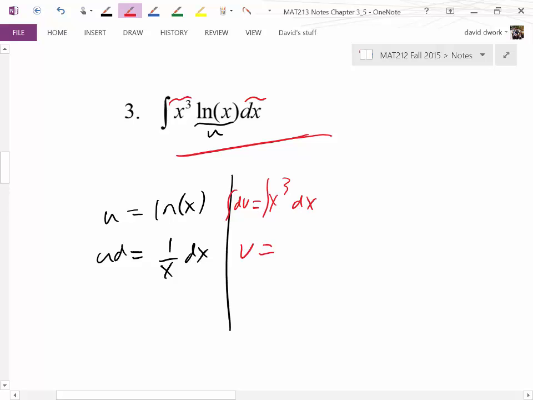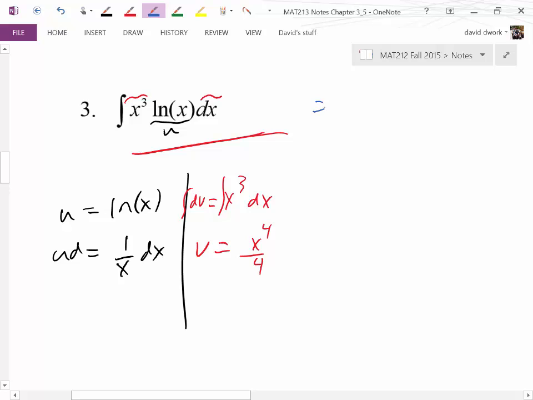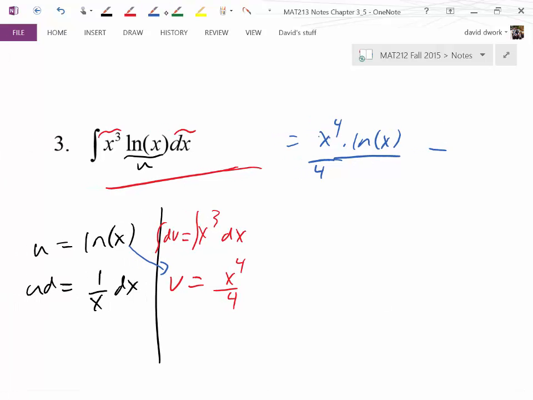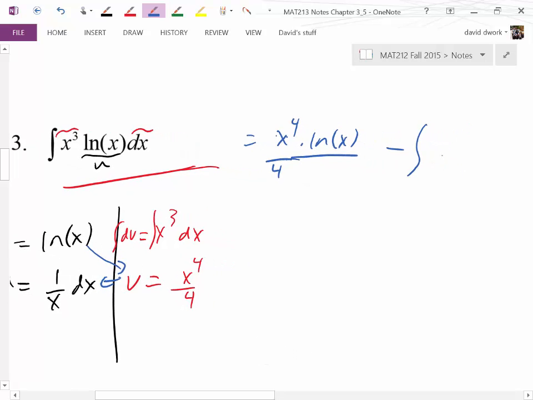And the integral of dv would be v, and the integral of x cubed is just x to the 4th divided by 4. So my diagonal would just be x to the 4th divided by 4, so it's just u times v. Remember, it's just multiplication, so the commutative property holds. You could write it however you want as far as order goes. So it's my u times v minus the integral of the bottom row. So this would be x to the 4th divided by 4 times 1 over x dx.